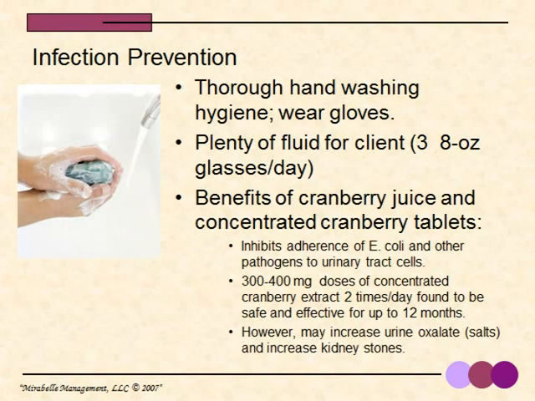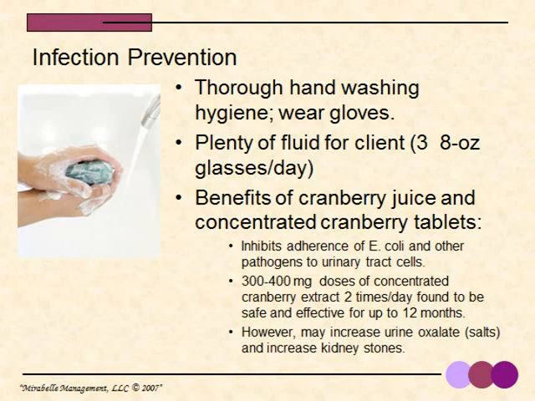Thorough hand-washing hygiene and wearing gloves during cares is an excellent way to help prevent infection. And then another is to offer the person at least 3 8-ounce glasses of fluid a day. Cranberry juice is especially good, and there is growing evidence-based information in support of the use of cranberry juice in UTI prevention. Its beneficial effect is not by acidifying urine, as I had learned in nursing school, but by inhibiting adherence of E. coli and other pathogens to urinary tract cells.